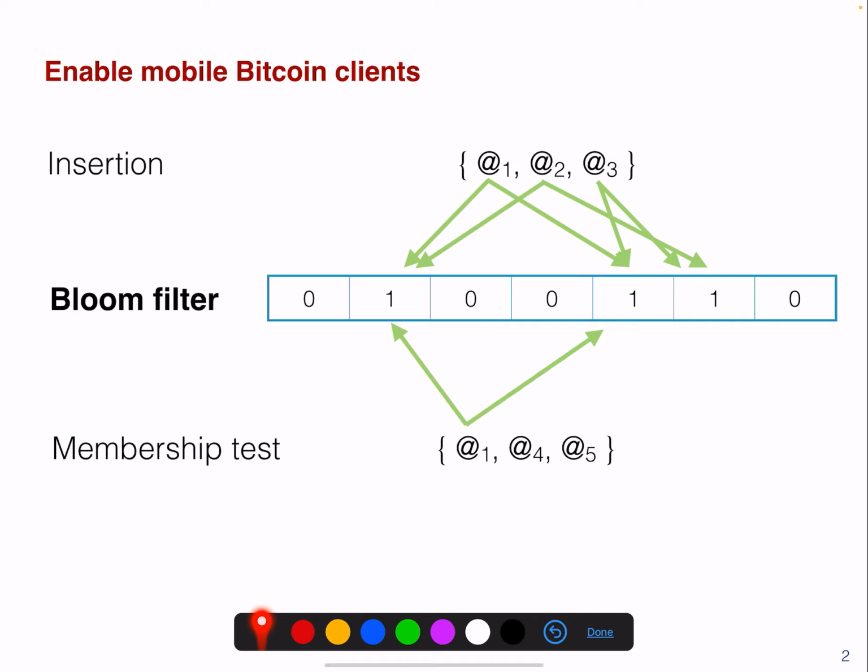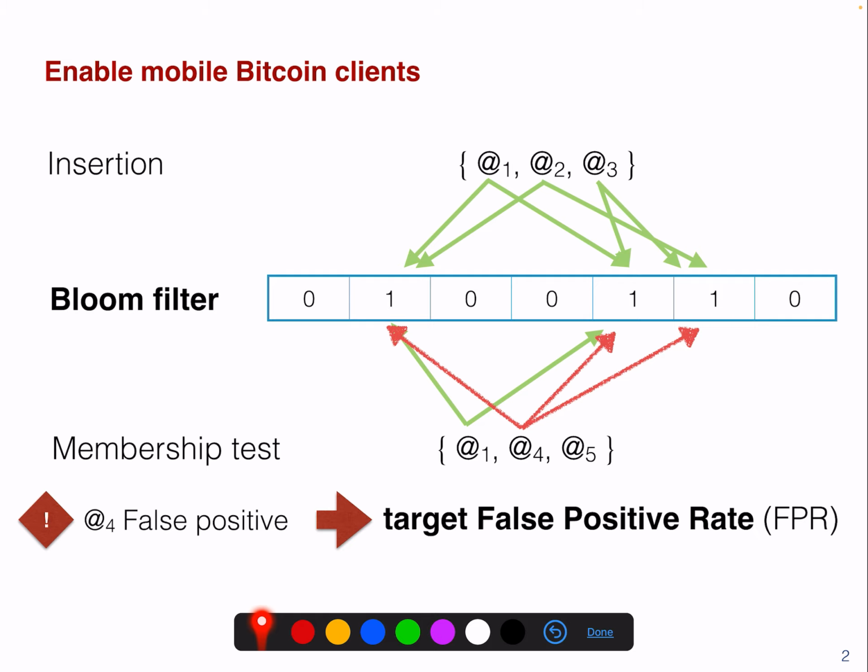We hash address 1 and we see whether these bits are matching. For address 1, that's true, it's a true positive. Now, if we hash address 4, it happens to be that the bits of the hash that we get are those here. And that's a false positive, right? The membership test tells us address 4 is in the filter while it actually isn't.